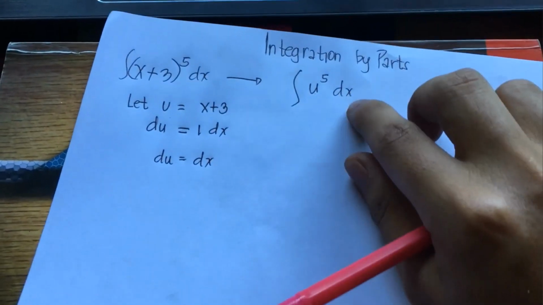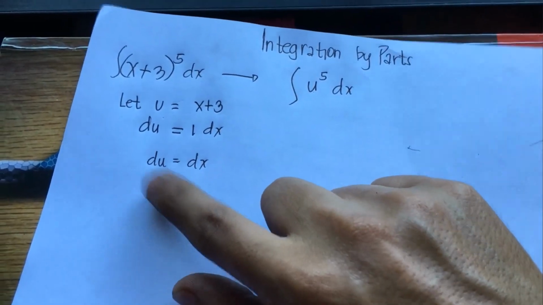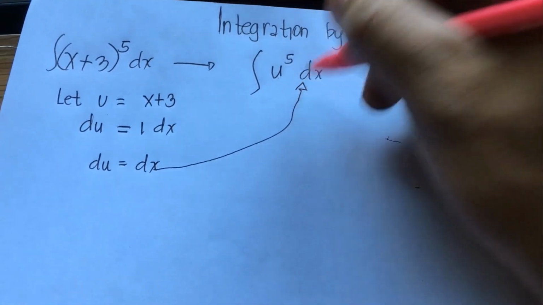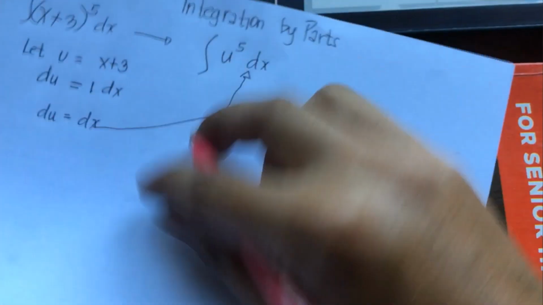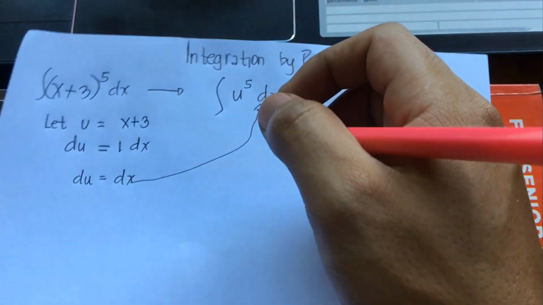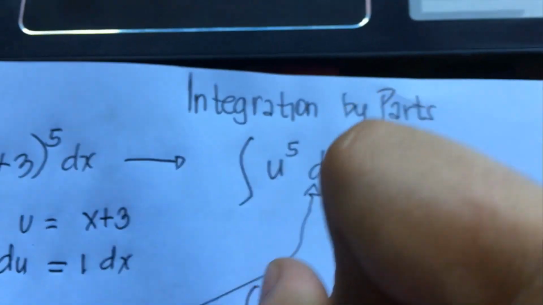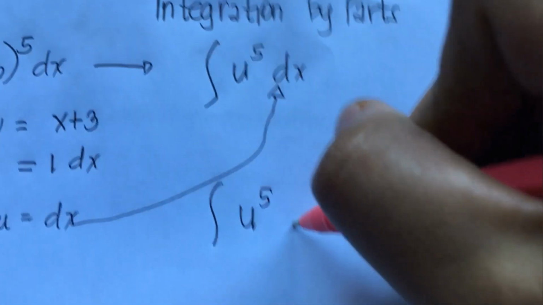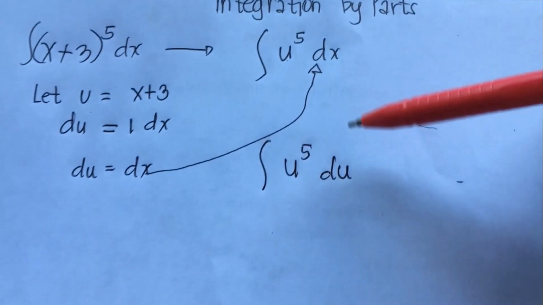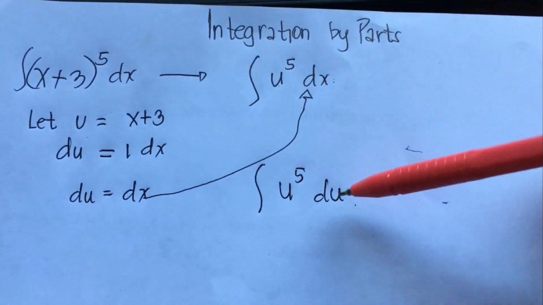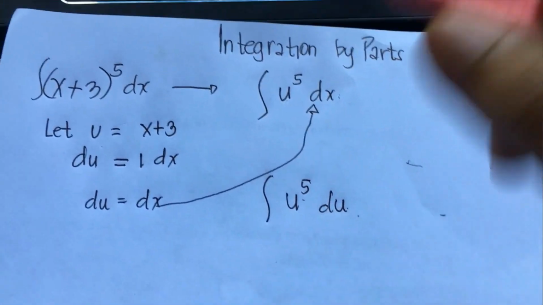So, what is the equivalent of dx? du. So, this dx will be substituted. This time, it becomes u raised to 5 du. Why did it become du? Remember, the equivalent of our dx is du. It should now change to u, because it is in terms of u. So, apply the rule.